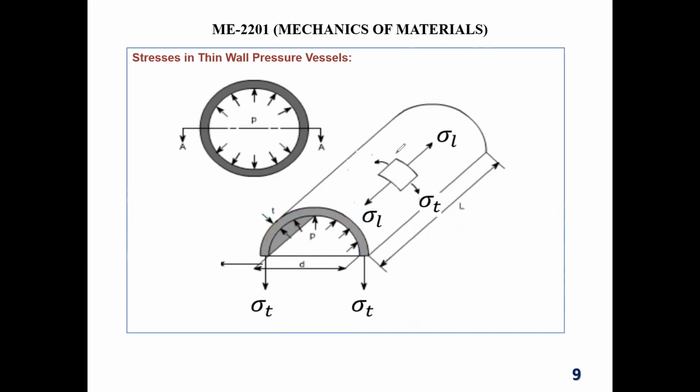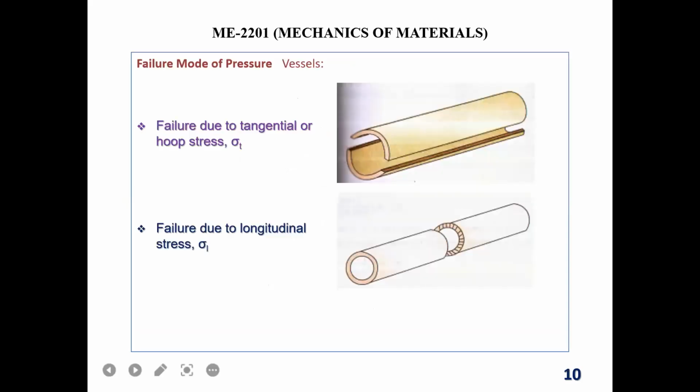And right over here, they are just trying to show a chunk of material. This is sigma L working along this direction, and this is sigma T working along this direction. Let's just try to show how sigma T and sigma L are working here. Okay. Now our next target will be how we can measure the sigma T.